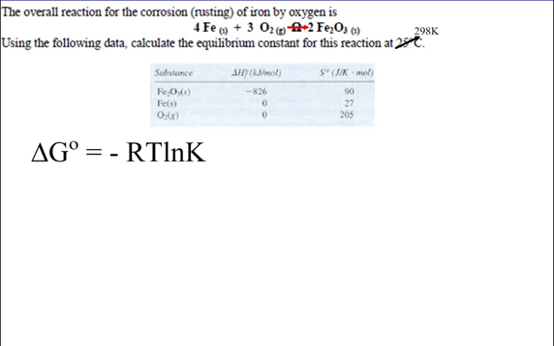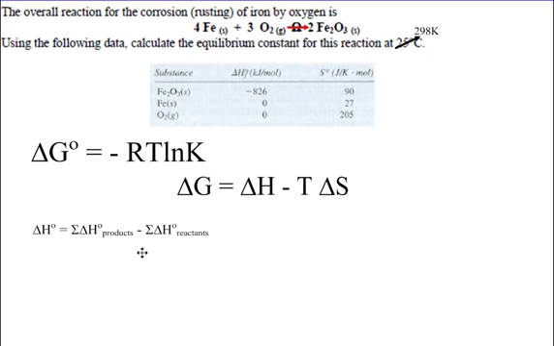So first, delta G equals delta H minus T times delta S. So if we find delta H and delta S, we can find K for this equation. So let's start with delta H. So products minus reactants. So 2 times iron 3 oxide minus 4 times iron plus 3 times oxygen. But oxygen is being formed, so delta H is 0, so we can take that out. So it's really just iron 3 oxide minus iron.